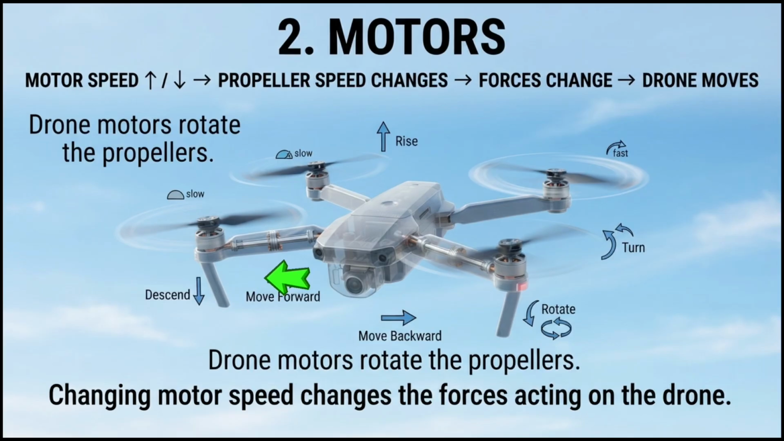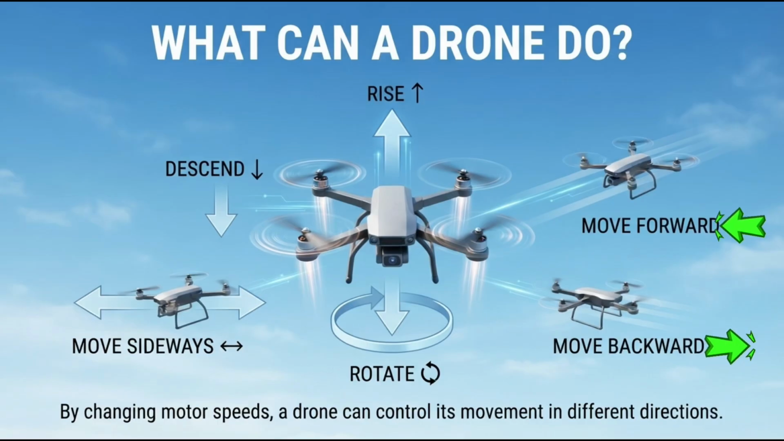2. Motors. Drone motors rotate the propellers. By increasing or decreasing motor speed, the drone can change the forces acting on it. This allows the drone to rise, descend, move forward, move backward, move sideways, and rotate. So motor speed is extremely important in controlling drone movement.